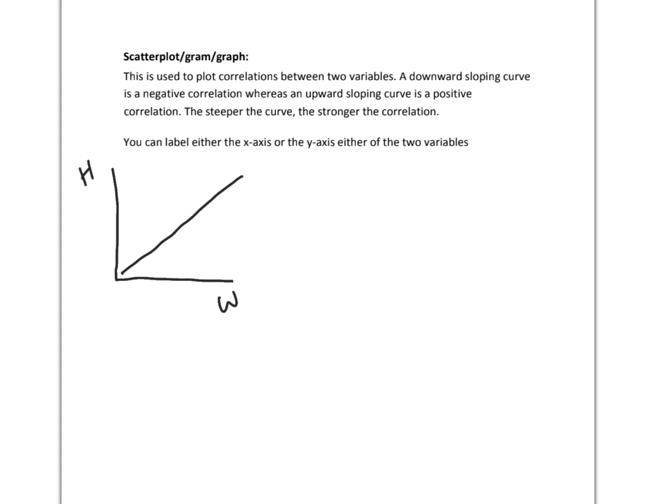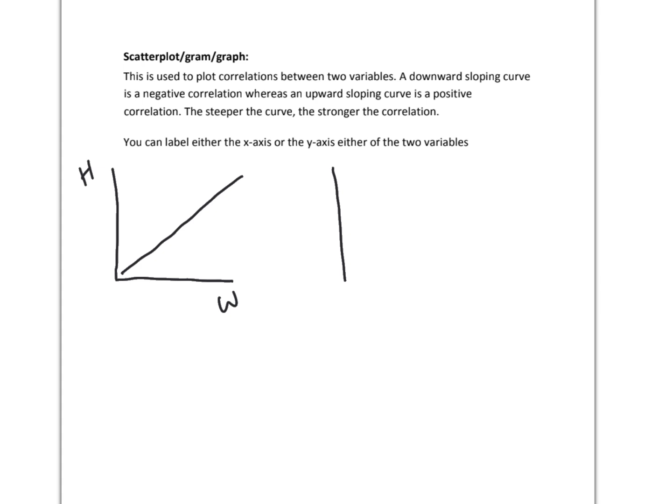So the two things we look at in a scatter graph: the slope, the direction of the slope, is it downward or upward? If it's upward, it's a positive correlation. If it's downward, it's a negative correlation. And the second thing we look at is how steep or flat the curve is. If it's a steep curve, like we can see over here, then that is letting us know that it is a very strong correlation. A flat curve, however, would indicate a weaker correlation.